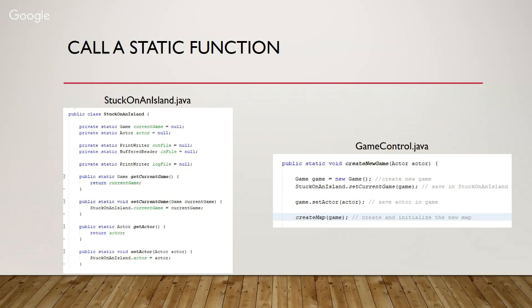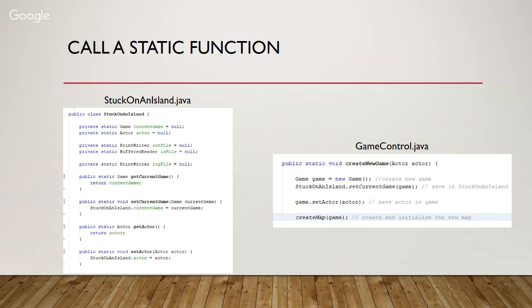So when we go to call a static function, we can see here this is our main in the StuckOnAnIsland.java file, where our main args is and everything. So we can see here that in StuckOnAnIsland we have public static Game getCurrentGame, which returns currentGame, and public static void setCurrentGame. We're passing in that game parameter. So we can see here an example of how we're calling that function in our game control.